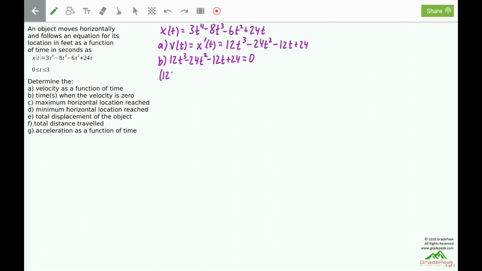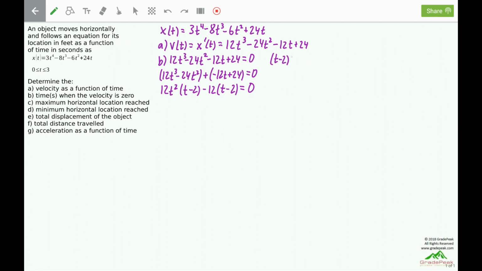Let's group together the first 2 terms and plus, and group together the second 2 terms. The first 2 terms have a common factor of 12t squared. If we factor that out, we will be left with a t minus 2. The second 2 terms have a common factor of negative 12. If we factor that out, we will be left with a t minus 2. Since those t minus 2's match, we can factor the t minus 2 factor from the entire expression.